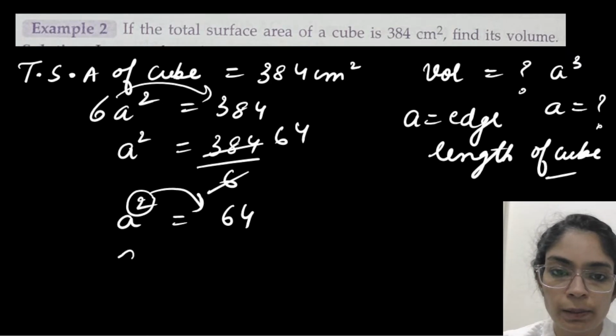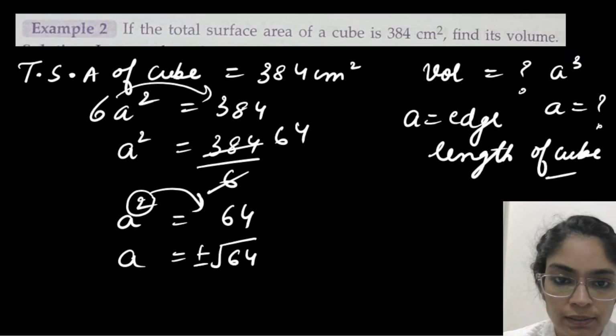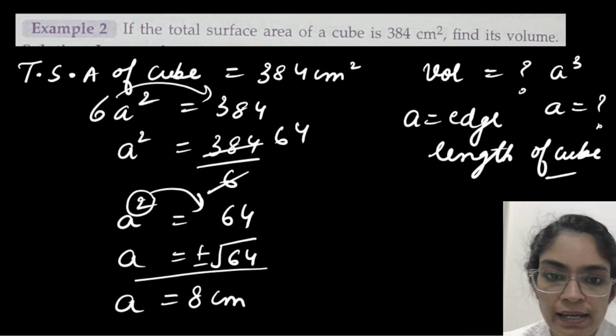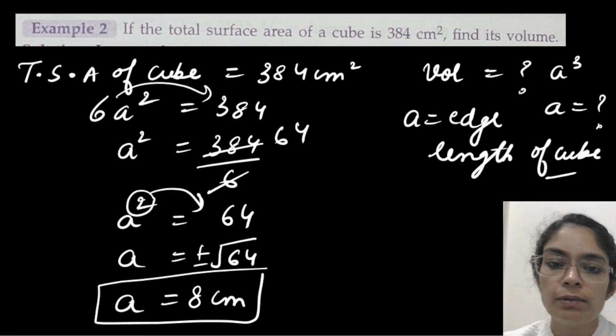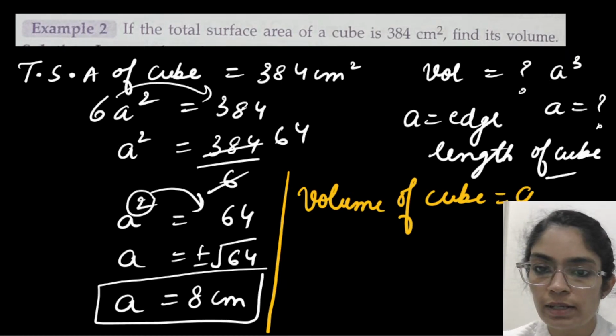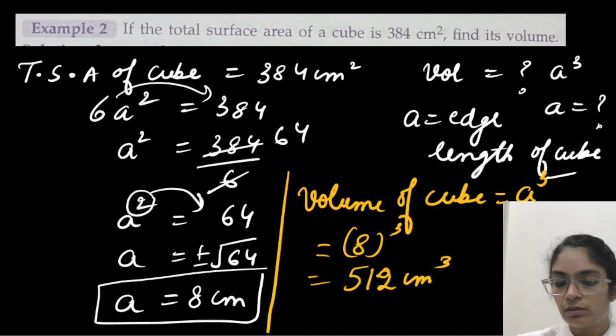When we shift to the other side it will become square root. So the square root of 64, plus and minus, but only the positive value we have to consider because we are dealing with sides, which cannot be negative. So the edge length a is equal to 8. Now the volume we have to find. Volume of cube is equal to a cube. So 8 cube is equal to 512 centimeter cube. Yes, so it is 512 centimeter cube.